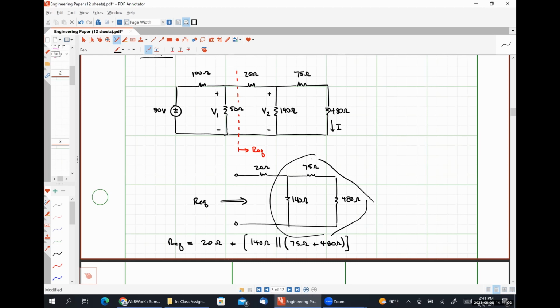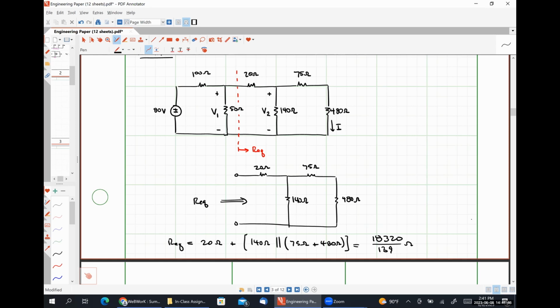Is that clear? Yes, thank you. Yeah, no problem. So throwing this in my calculator really quickly, I would have 20 plus, and I'm going to use the fraction button, 140 times 75 plus 480 over 140 plus 75 plus 480. And I get 18,320 over 139, which I'm just going to leave like that because I have a calculator.